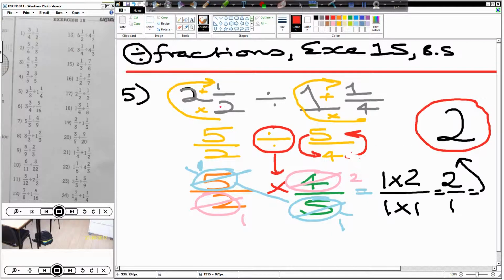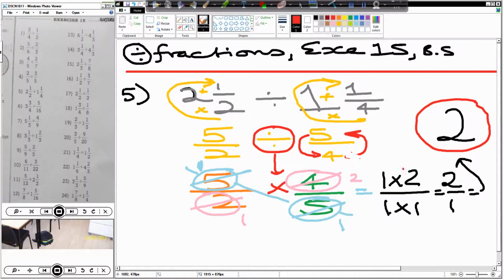Okay, so we've done first of all step 1, change mixed fraction to top heavy. Done. Step 1.5, the special step for division, turn the divide into a times. Step 1.5 also says turn the second fraction upside down. So the bottom goes to the top and the top goes to the bottom, which we've done. After doing the special step 1.5, we follow all the regular steps for multiplying, which is step 2, 3 and 4. Step 2 says try to cancel, which we've done.